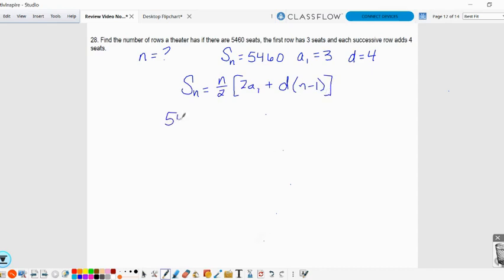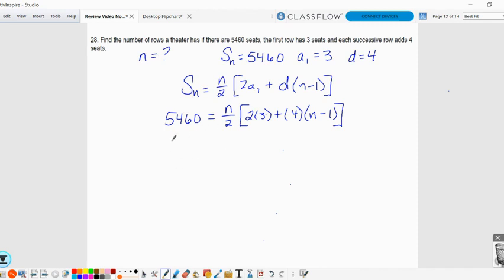We know the sum. We don't know n, so we have to leave that as our variable. We do know the first term is 3. We do know the common difference is 4, but again, there's n, and we do not know what that is. So we need to do a little algebraic simplification.